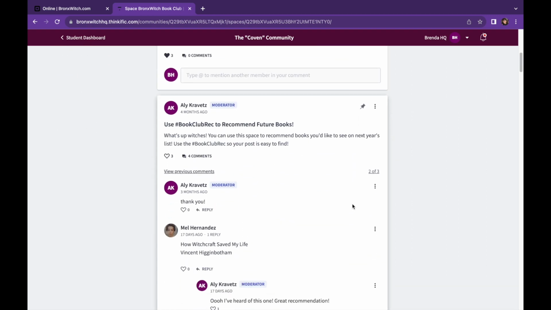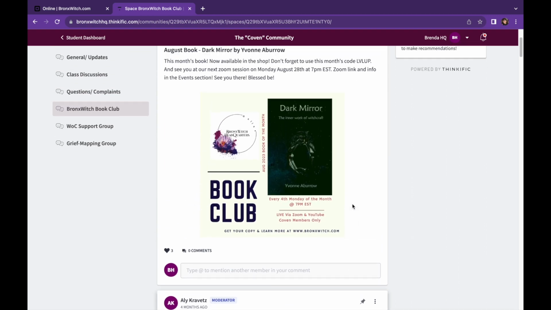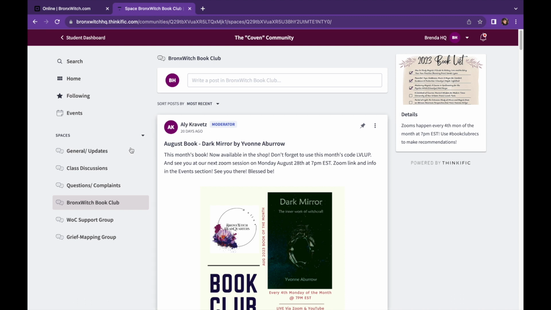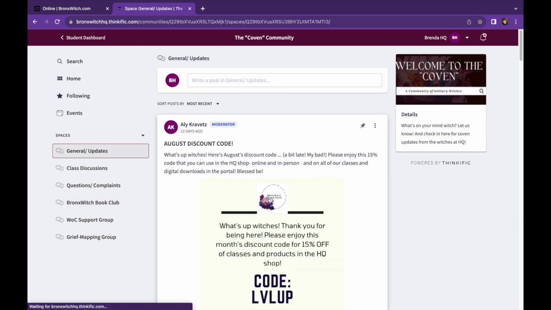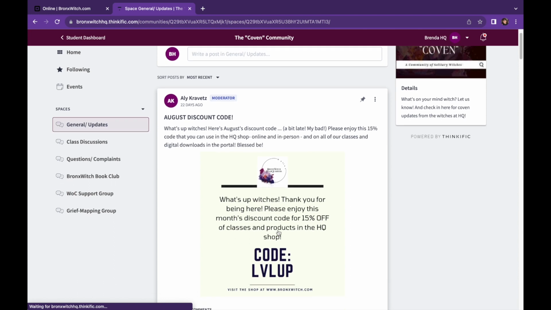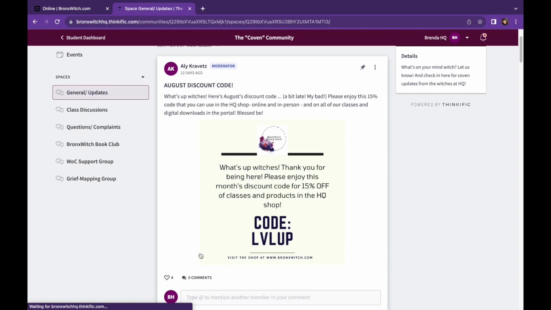with your fellow witches. The feed is broken down into different categories called spaces. So if you're looking for something specific like the book club or the grief mapping group, this is where folks are talking about those topics specifically.